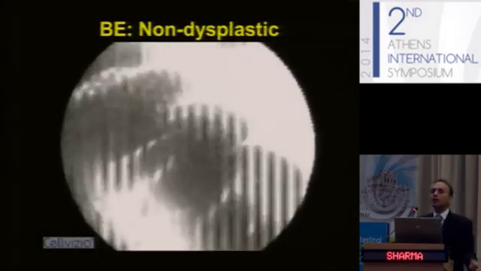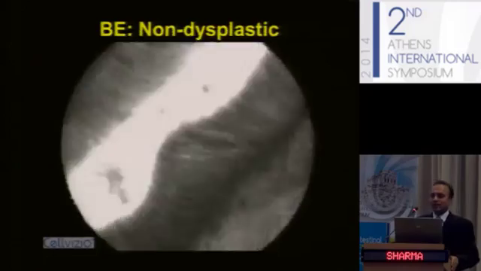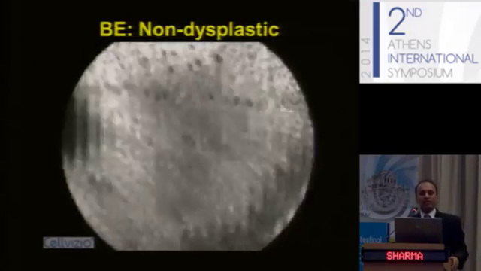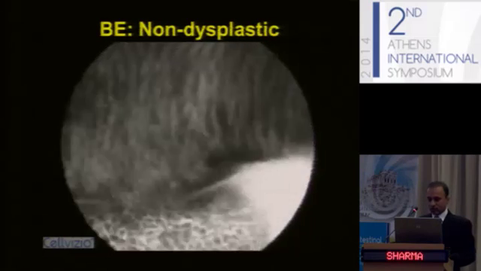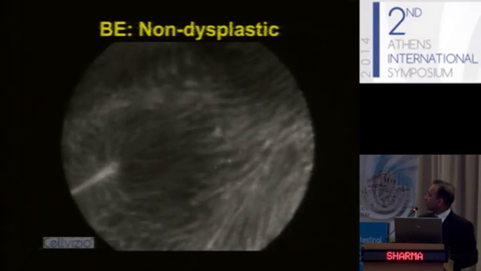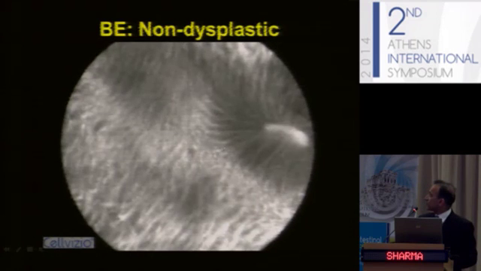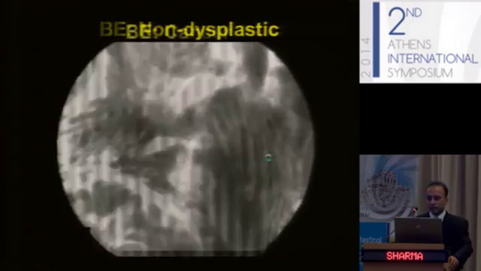If you want to look at cells in real time, you can look at confocal endomicroscopy. This is an example of non-dysplastic Barrett's esophagus, and what you see here are the nicely arranged cells of columnar epithelium. You can see the fluorescein, which is in the blood vessels, and you can use this either through an endoscope or more commonly through a probe which is passed through the channel of the endoscope.